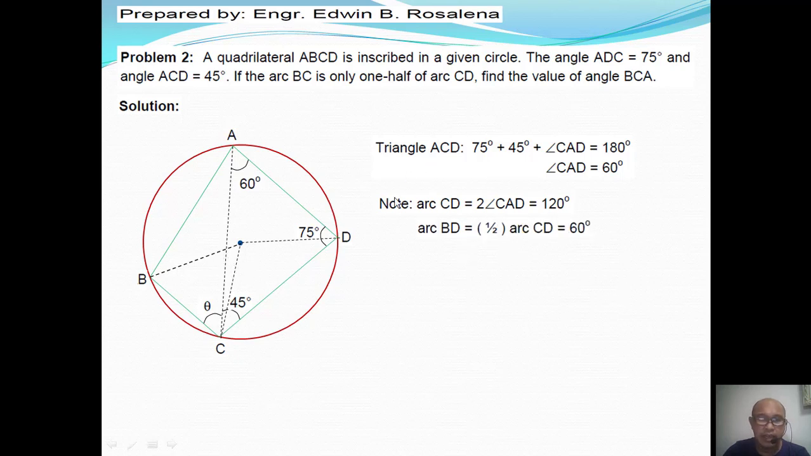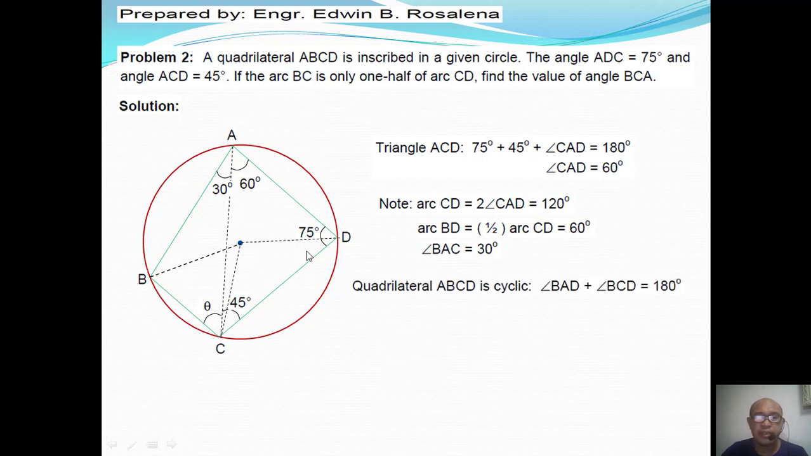This is not BD, it is BC. Kindly correct it, arc BC. I cannot erase it, so you can erase it yourselves. So arc BC is one half of arc CD, so this measures 60. Considering this arc BC, we have an intercepted arc in which we have an inscribed angle. This inscribed angle measures one half of 60, so this is angle 30. So BAC is equal to 30 degrees.